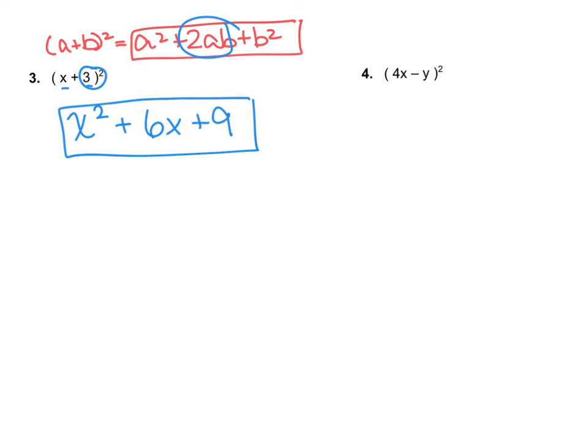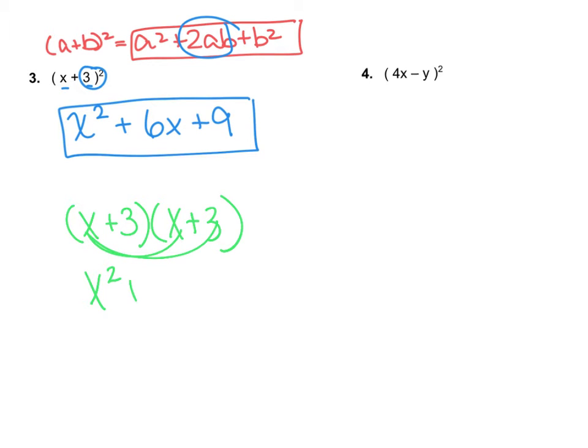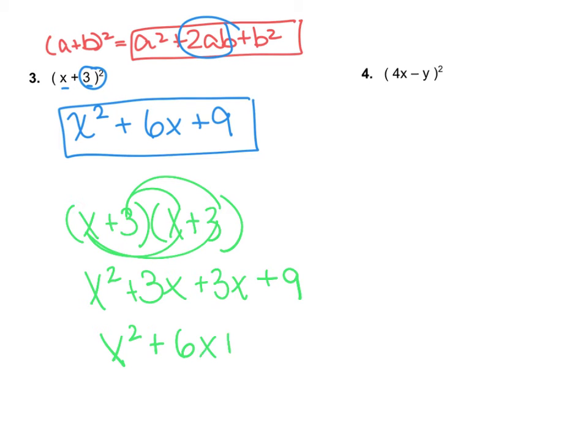And notice, had you foiled it like we did the ones before, you'd have x plus 3 and x plus 3, and if I FOIL it, I get x squared. The outside terms, I get 3x. My inside terms, I get 3x, and then my last terms, I get 9. And so you end up with the same answer, and you'll start to see the pattern the more of these that you do.